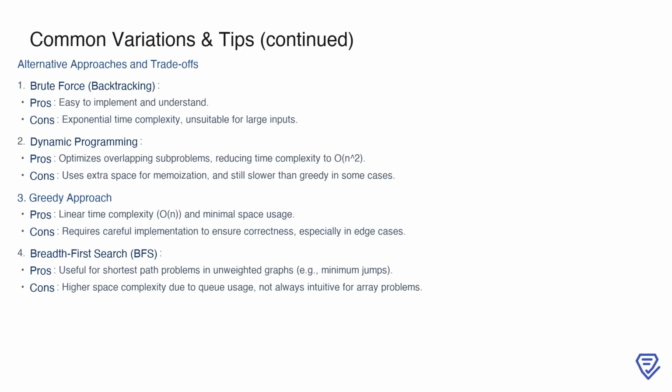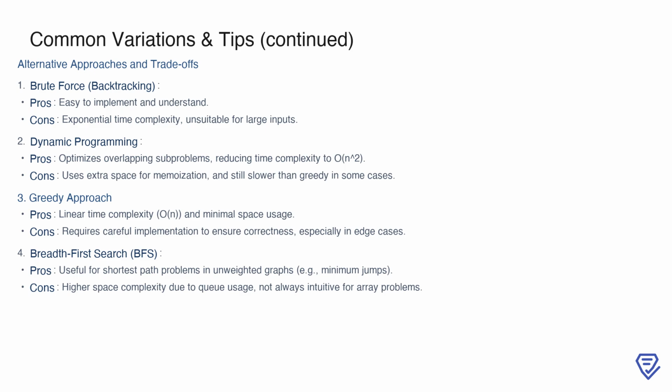When comparing alternative approaches to solve the jump game problem, each method has its pros and cons. The brute force backtracking approach is easy to implement and understand, but it has exponential time complexity, making it unsuitable for large inputs. Dynamic programming improves this by optimizing overlapping subproblems, reducing the time complexity to O(n²). However, it still uses extra space for memoization and may be slower than greedy methods in certain cases. The greedy approach, on the other hand, is the most efficient, with linear time complexity and minimal space usage. However, it requires careful implementation to ensure correctness, particularly with tricky edge cases.